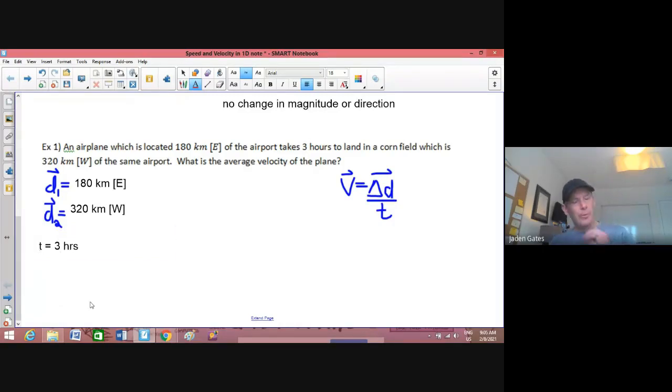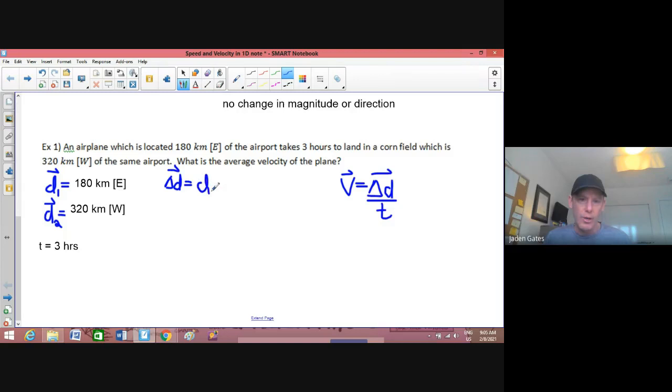Now we need the displacement to find my velocity. I have two position vectors, and this comes down to what we looked at in displacement on Thursday, where my delta D is equal to D2, with an arrow over it because it's got direction, minus D1.